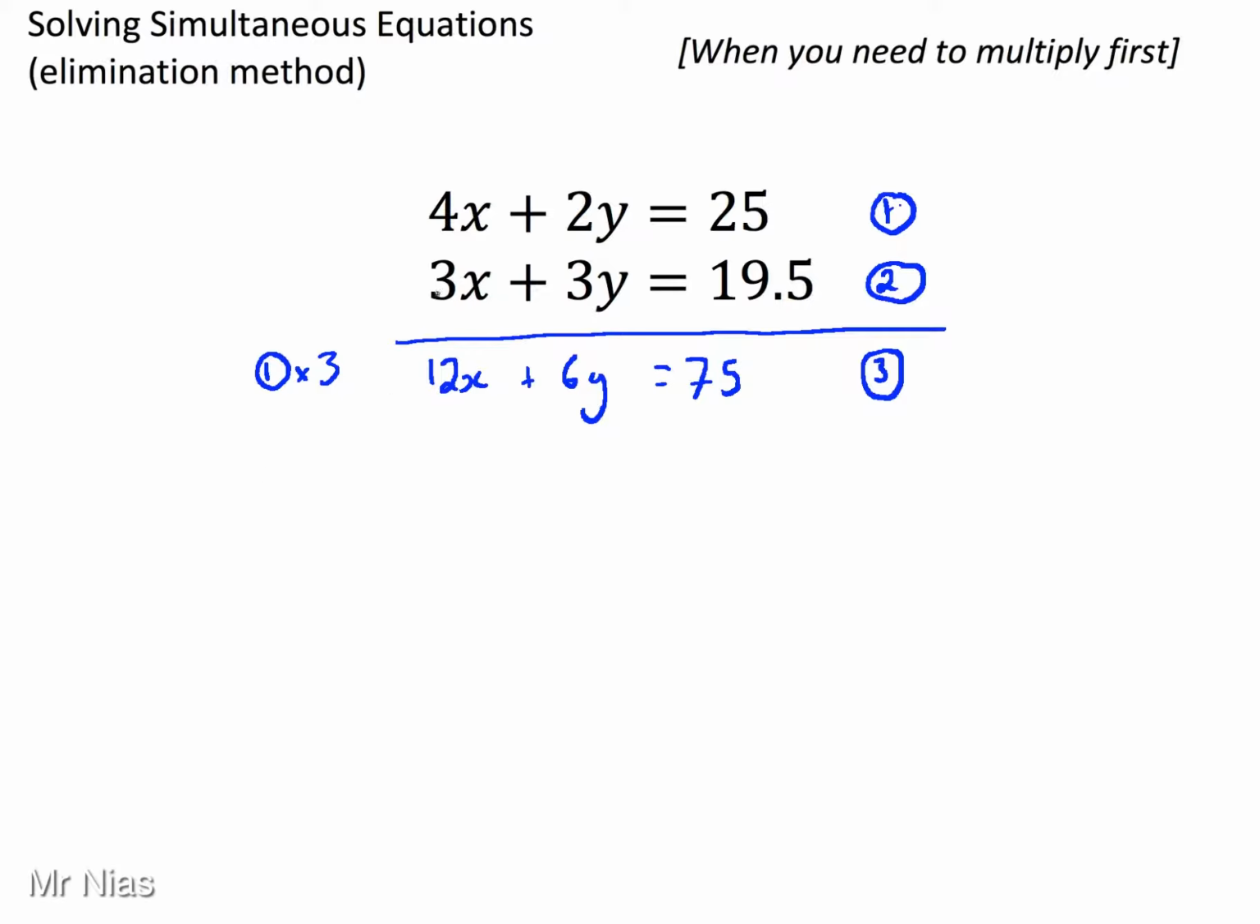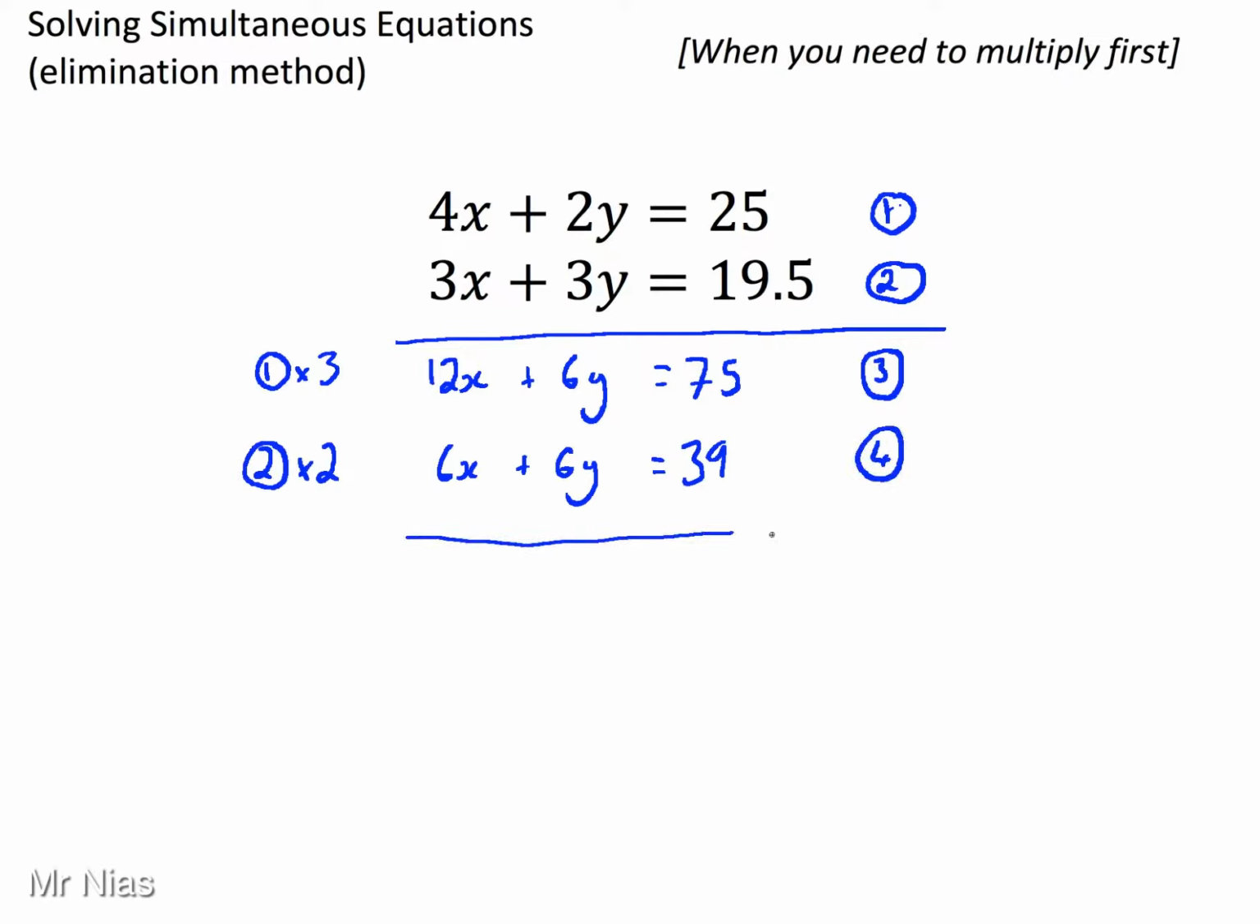Now equation 2, I also want to have 6y, and I need to double that to get the same amount of y's. So I need to do equation 2 times by 2. Now 2 lots of 3x makes 6x. 2 lots of 3y will make 6y, and it's plus in there. And 2 lots of 19.5 will make 39. And label it equation 4. And again, we're back on familiar ground here.